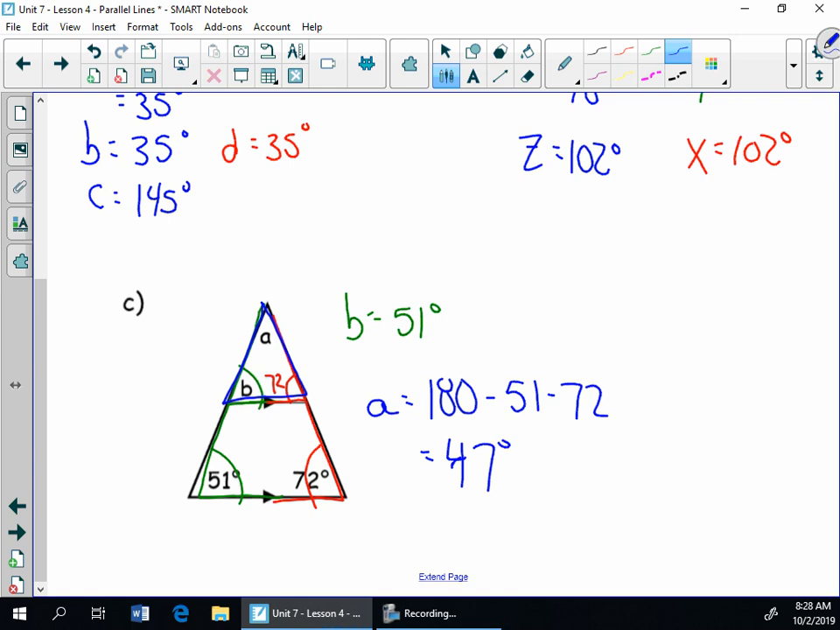And that gets me A. The other way we could have approached that one, if you actually stop and think about this diagram for a second, is it's not just one triangle. There's actually two triangles. A and 51 and 72 make the big triangle. How do I get A? 180, take away 51 and 72 gives us 47. So I could use the small triangle or the big triangle to do the same problem.